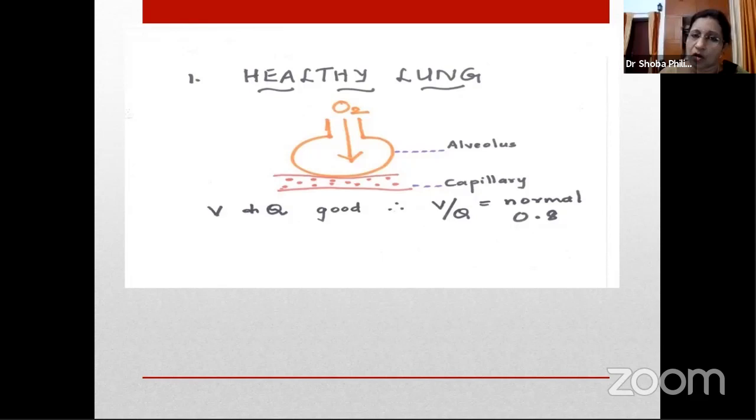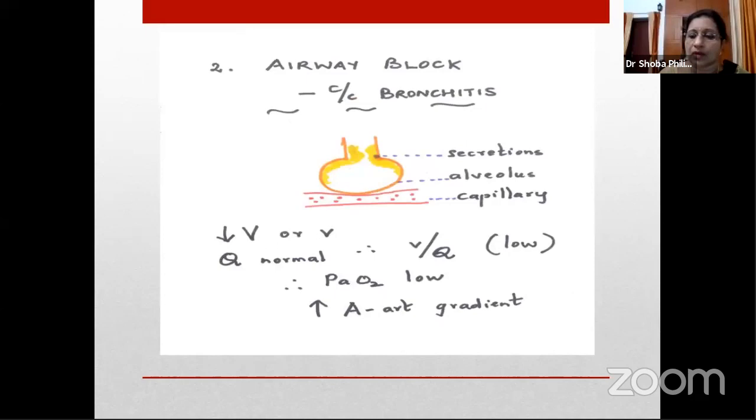Second is a case of airway block, chronic bronchitis. What do you find? There are secretions in the alveolus. The capillary flow is normal, but the ventilation is reduced. The oxygen level is low. So V by Q reduces, the PaO2 reduces, and there is an increased alveolar arterial gradient.